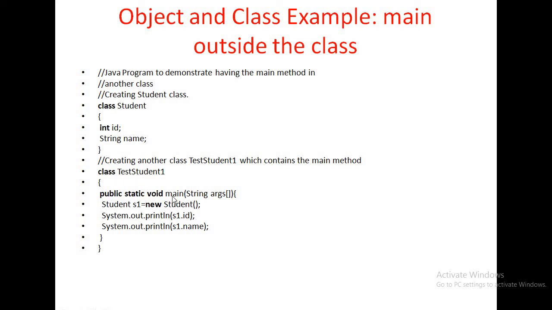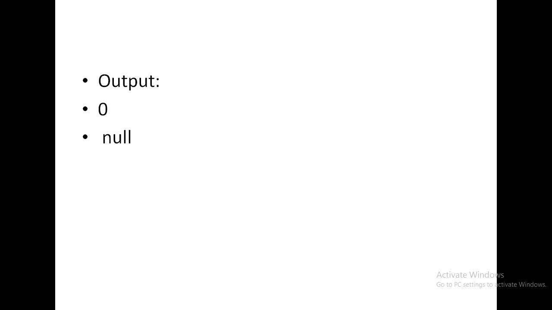This is the main method, the syntax of the main method. I am creating the object of the Student class: Student s1 is equal to new Student(), and I am fetching the id and name as s1.id, s1.name, by the help of object name dot variable name. Obviously the output is 0 and null. So in this way you can create the class, create the object and fetch the values. Okay, thank you.